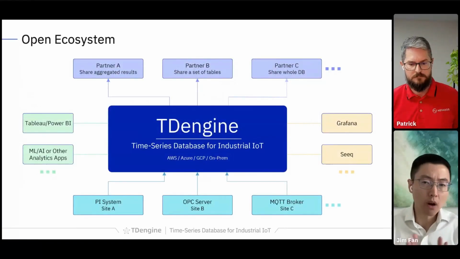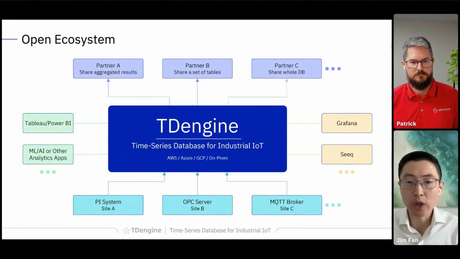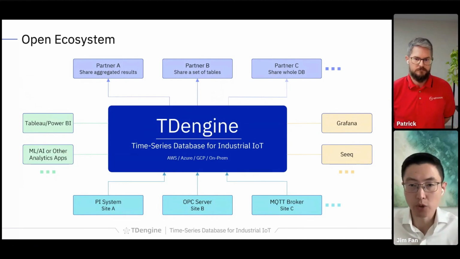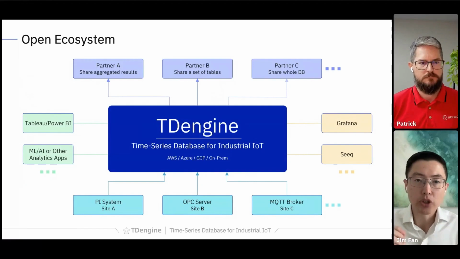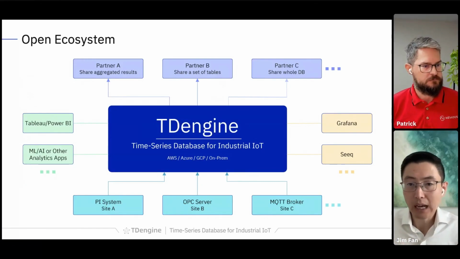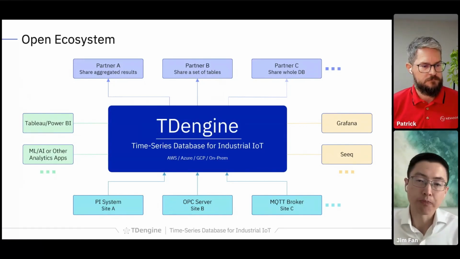And with TDengine, we're an advocate for open systems. So we don't want to be a closed system, which means we want to be compatible with as many technologies out there as possible. So TDengine itself is really a time series database for industrial IoT, and we run on all the major cloud platforms like AWS, Azure, GCP, or on-premise.